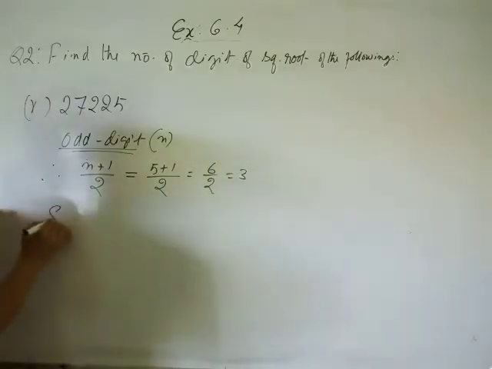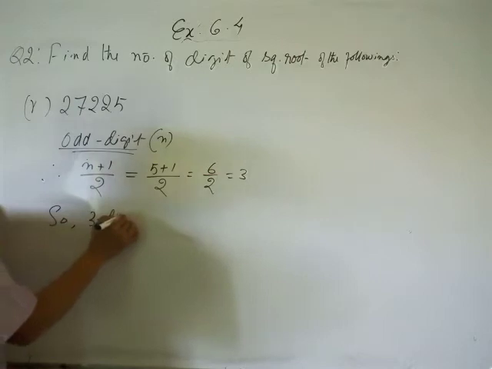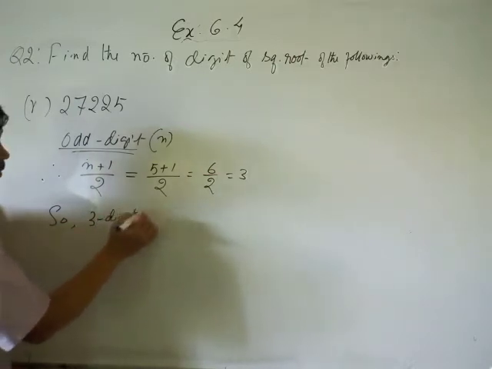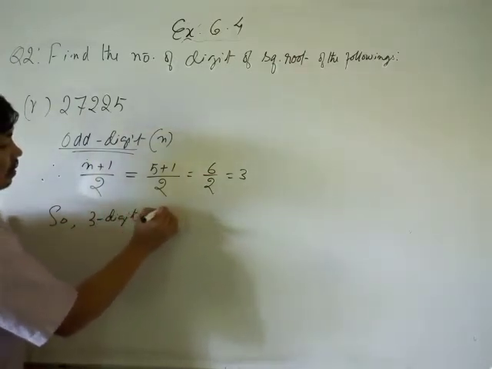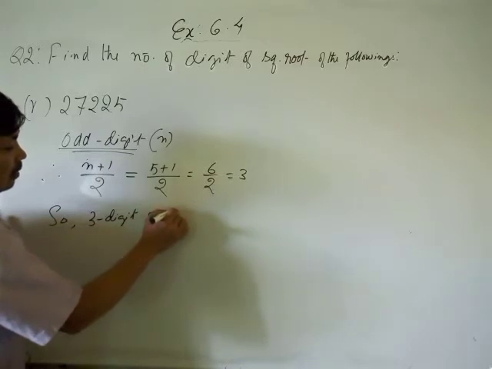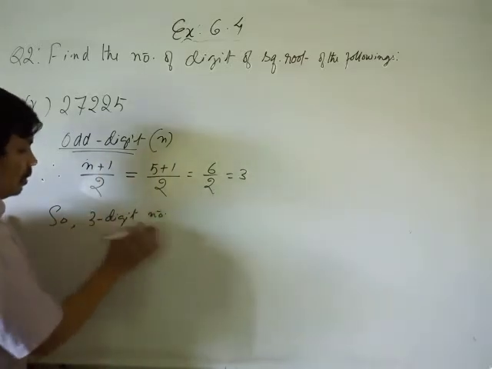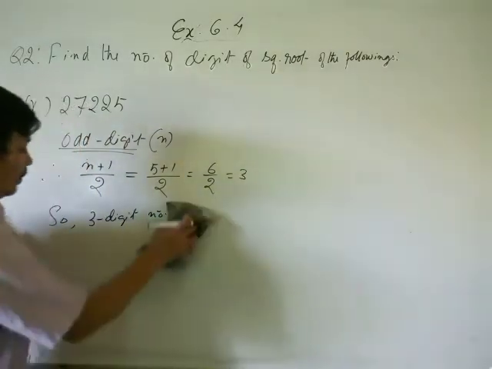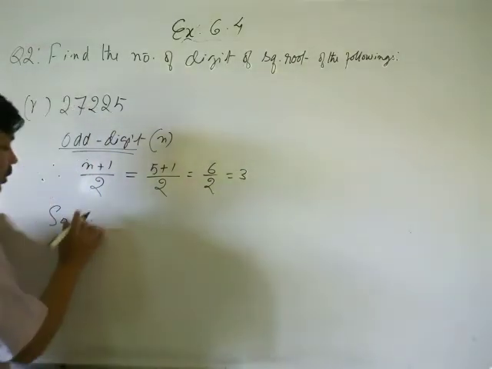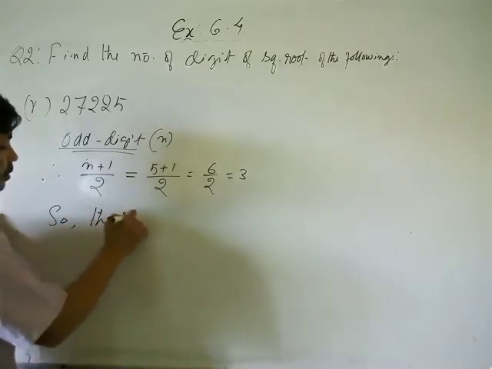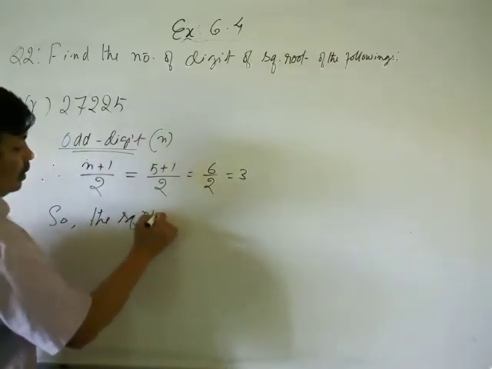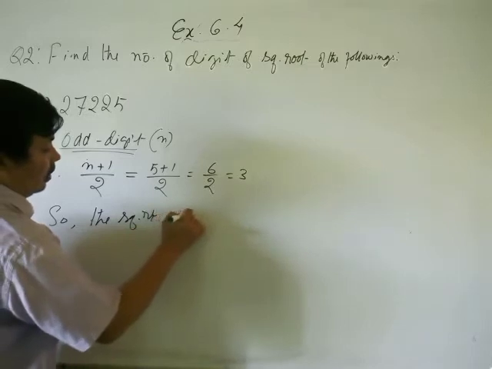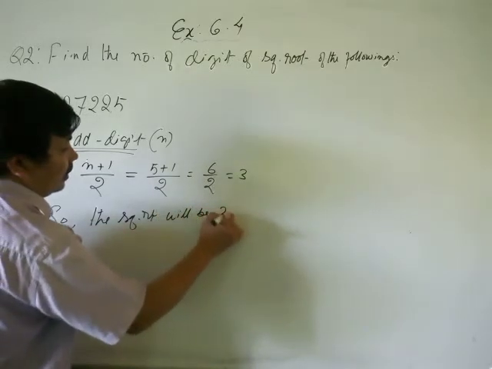So it is a 3 digit number. So the square root is 3 digits. So the square root will be 3 digits.